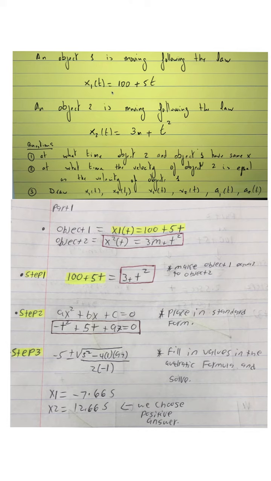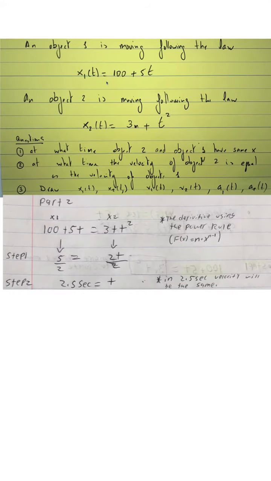Below, we can see that in the first step, we make object 1 equal to object 2. After that, we solve and place it in standard form. Following that, we fill in the values in the quadratic formula and we solve. And we go ahead and pick the positive answer since time can't be negative.